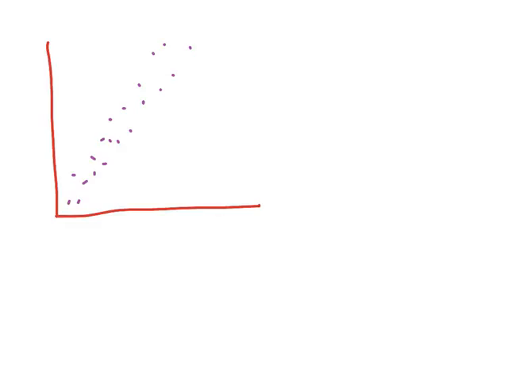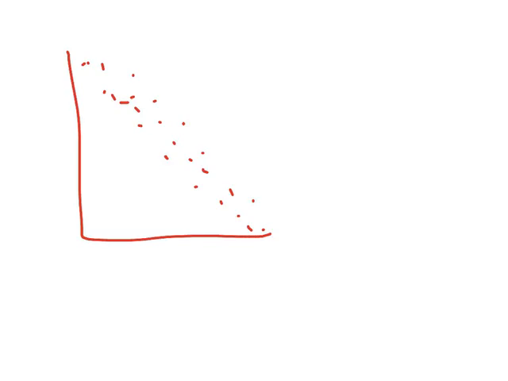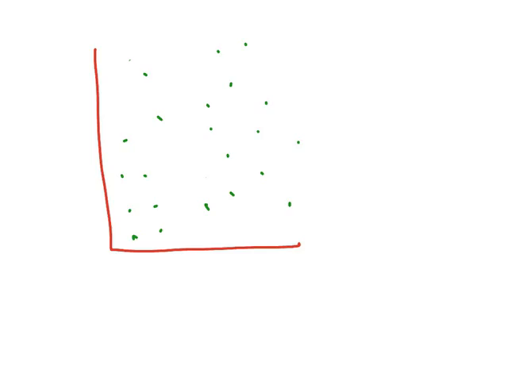So a graph that looks like that has a positive correlation because as it goes from left to right, the numbers go up, or the points go up. If you had a negative correlation, it would look something like that because as it goes from left to right, the numbers go down. If you had a graph that looked something like that, it would be no correlation because there's absolutely no rhyme or reason to where the dots are placed.